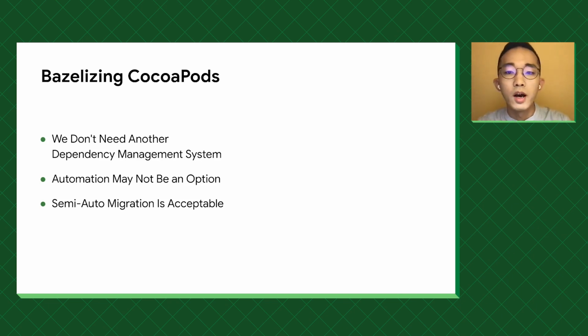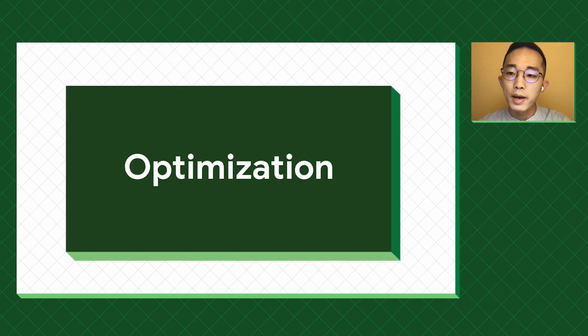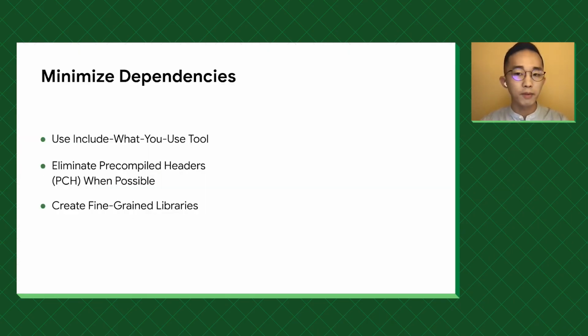The initial performance was not impressive, so we took the path of optimization. After analyzing all the profiling results, the problem boils down to one thing: dependencies. The short answer is that the fewer dependencies, the better the build performance. In practice, you can use tools like include-what-you-use to reduce the number of imports in the source files, which will then reduce the number of dependencies. Also, eliminating precompiled headers will help a lot, as they become dependency hotspots and slow everything down. And finally, use fine-grained libraries.